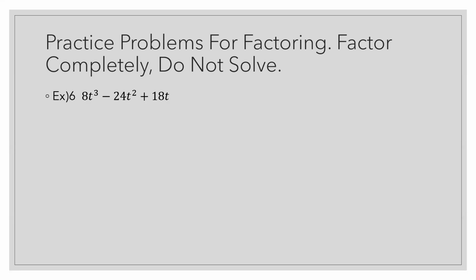Okay, hi, this is part two of practice problem factoring. So let's move on. Let's start with example 6. We have 8t cubed minus 24t squared plus 18t. We have exactly 3 terms. So first, let's check if we could take out a GCF.